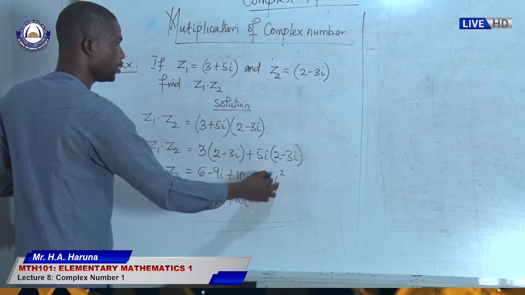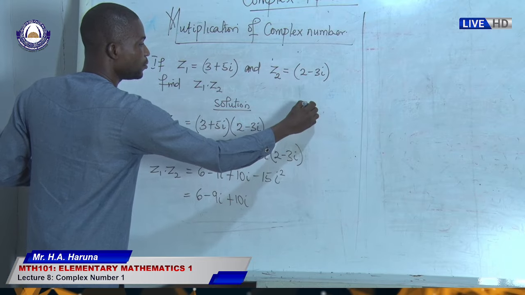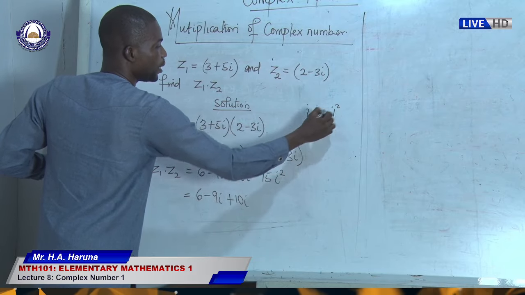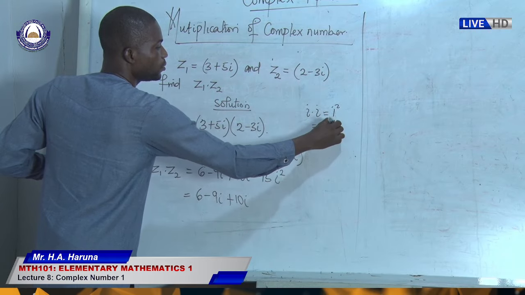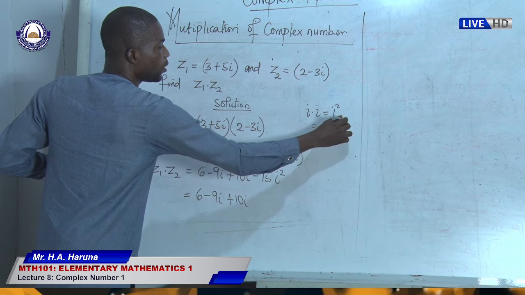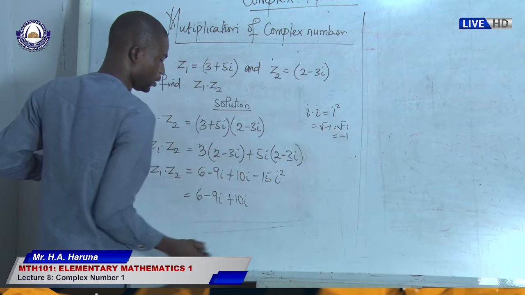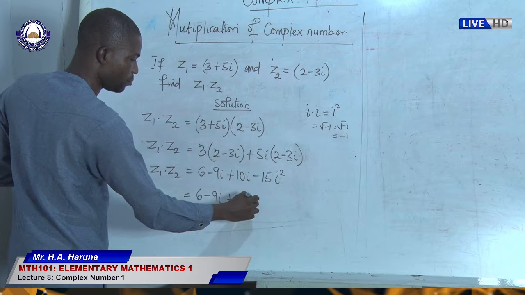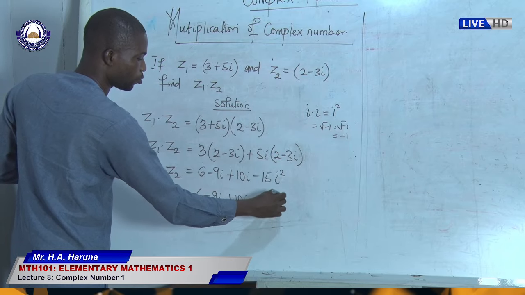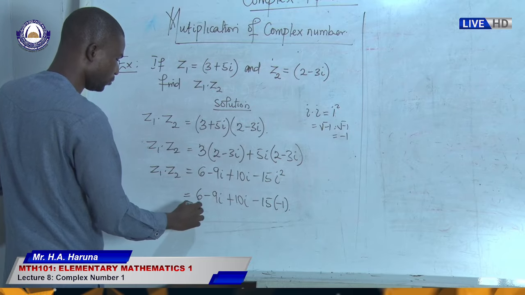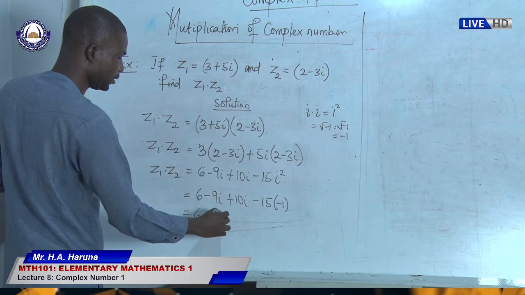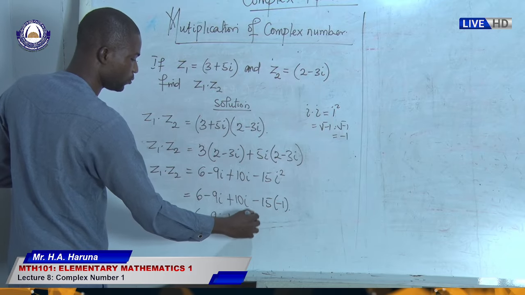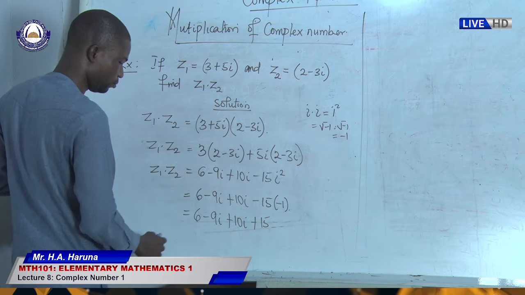Now what is i squared? Recall i dot i is i squared, and that is square root of 1 dot square root of 1, and that gives you minus 1. So i squared here is minus 1. So you can say minus 15 into minus 1, which gives 6 minus 9i plus 10i. Negative 1, negative 15 gives us plus 15.